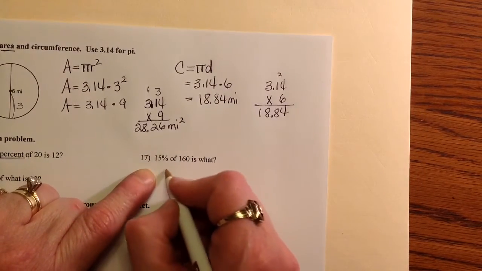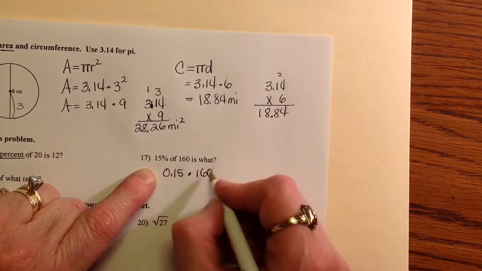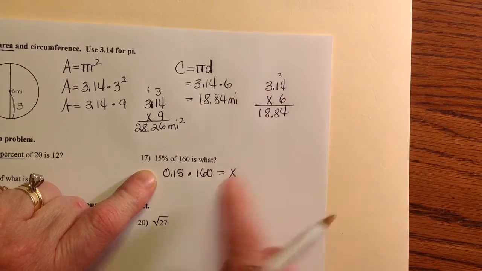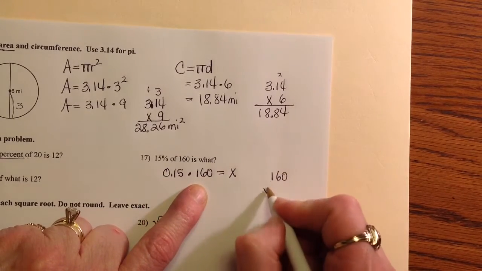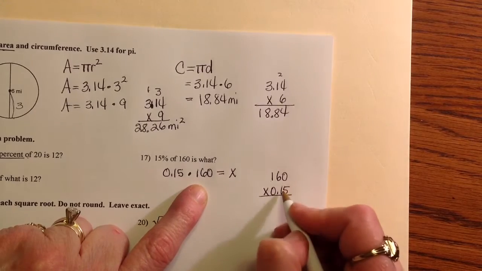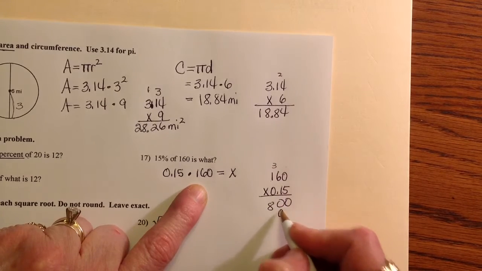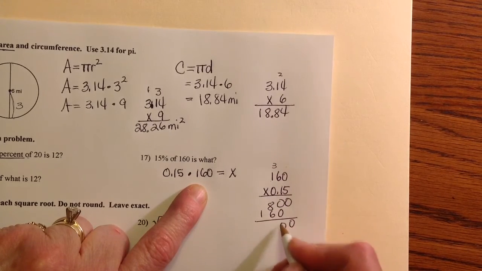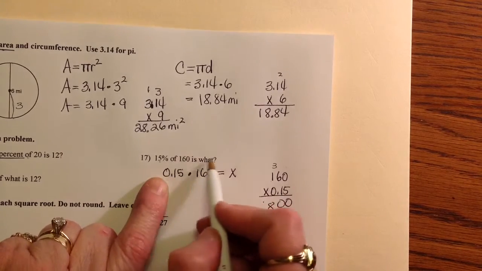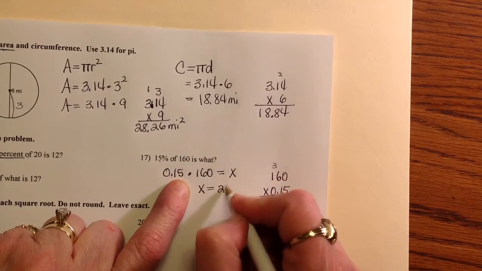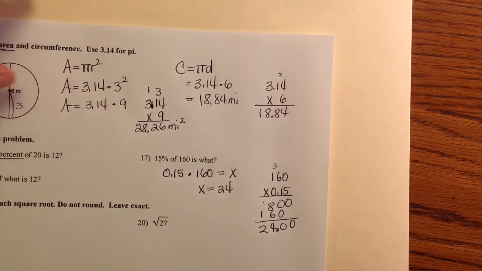Number 17. 15%, we need to change that to a decimal, of 160 is, that's my equals, what? Well, notice my x is already by itself, so all I've got to do is multiply, and I'm going to put the 160 on top. So I'm going to multiply by 5, 0, 30, 8, 0, 6, 1, 14, carry 1, 2, with 2 decimal places. 15% of 160 is 24. You already have a percent in the problem. You only have 1% per line, per problem.